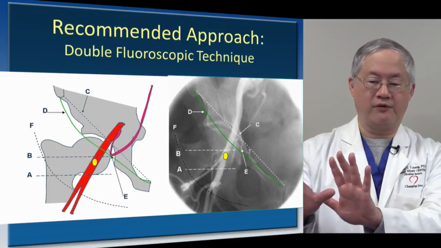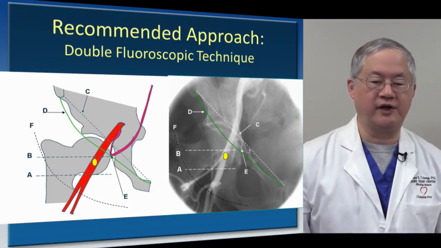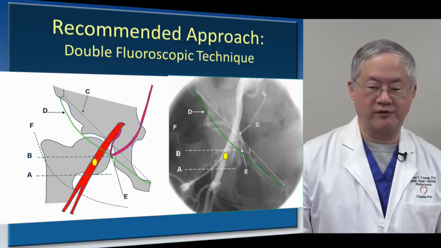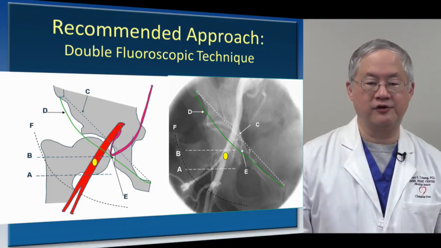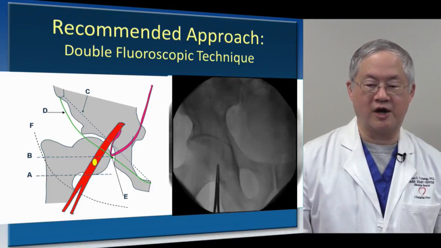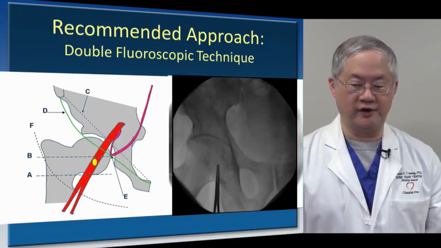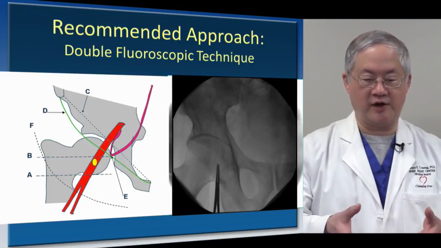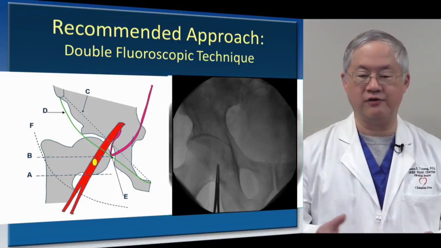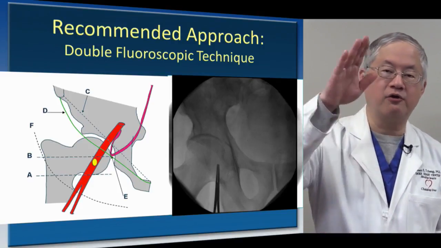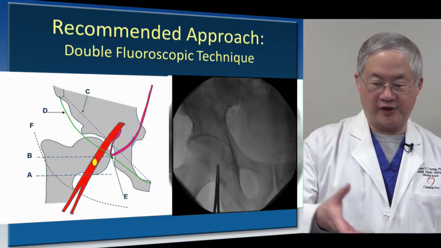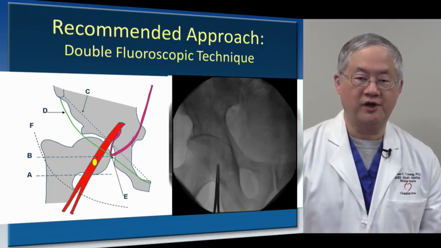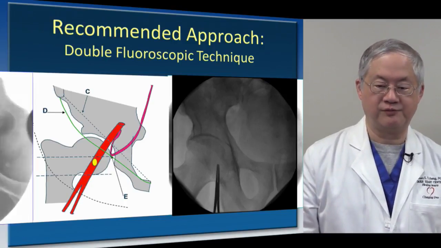So here's on the right-hand side a radiograph, on the left-hand side an artist rendition of the strike zone. And what I would suggest to you is that the best way to do this is with what's called the double fluoroscopic technique. The first one is to take in the AP projection, with the camera at no angulation at all, no RAO, no LAO, no cranial, no caudal. Take it straight AP and identify where that point is that you want to hit with your forceps.